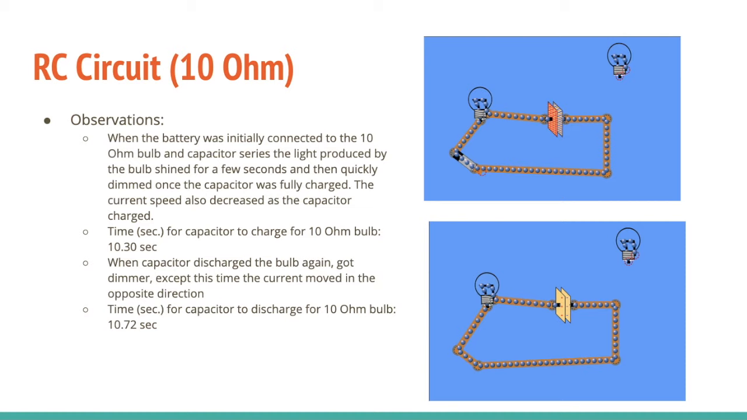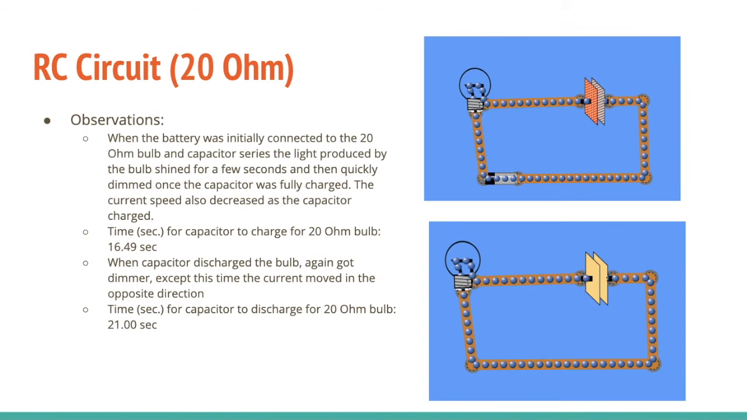So for the circuit of 10 ohms using the series, I found that when the battery was initially connected to the 10 ohm bulb and the capacitor in series, the light produced by the bulb shined for a few seconds and then quickly dimmed once the capacitor was fully charged. And as the charge went on and time increased, the current also decreased. The time for the capacitor to charge was 10.3 seconds, and when it discharged, again, the light got dimmer, except this time the current moved in the opposite direction, and the time for the capacitor to discharge was 10.72 seconds. For the 20 ohm, I have the same observations.